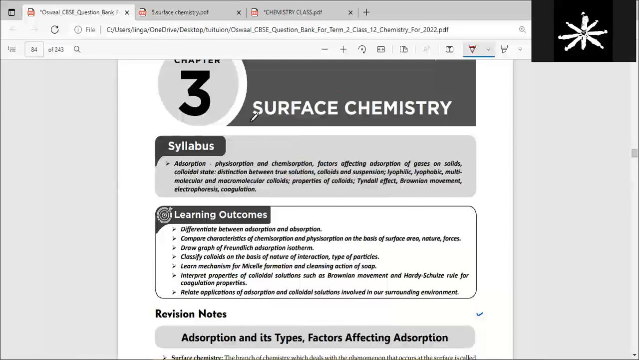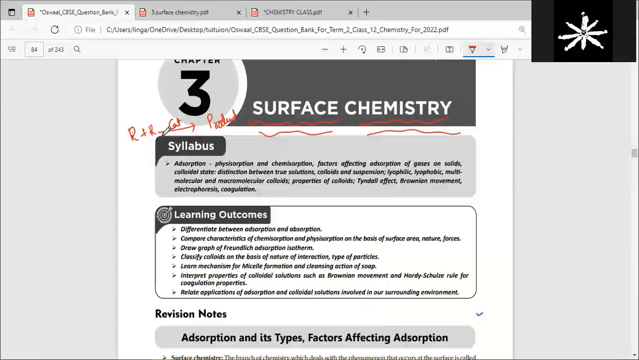Today we are going to discuss surface chemistry. Generally in reactions, a reactant is there. One or two reactants together react in the presence of some catalyst and form a product. This is a general reaction.